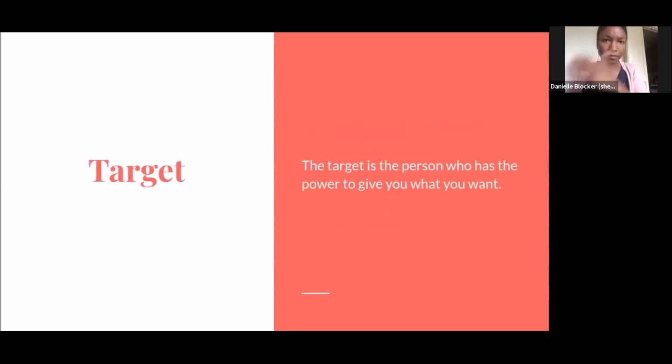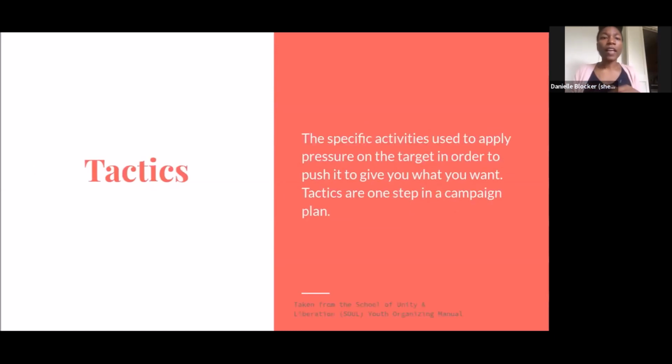We have our target, we talked about that, so I won't go over that again. And then we have tactics, which are specific activities we use to apply pressure on our target in order to push the target to give you what you want, right? Tactics are a super important step in a campaign. So we talked a little bit about types of power in the first module, right? People power, disruptive power, electoral power.